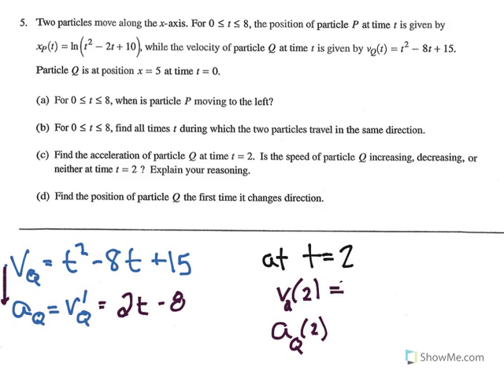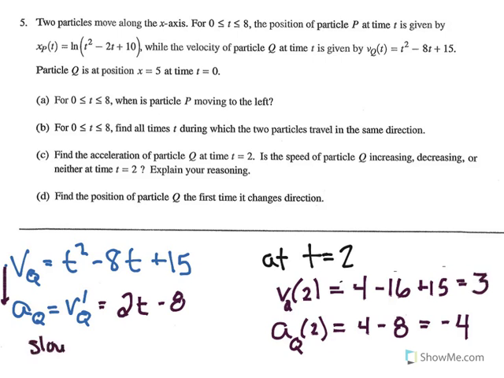So I'm going to put 2 into the velocity equation, and I am going to get 4 minus 16 plus 15. And down here, for acceleration, I'm going to get 4 minus 8. You can find the actual number. The acceleration is negative 4. And the velocity, if you work the problem backwards, sometimes it's easier. Negative 16 and 15, so it's negative 1. 4 minus 1 is 3.